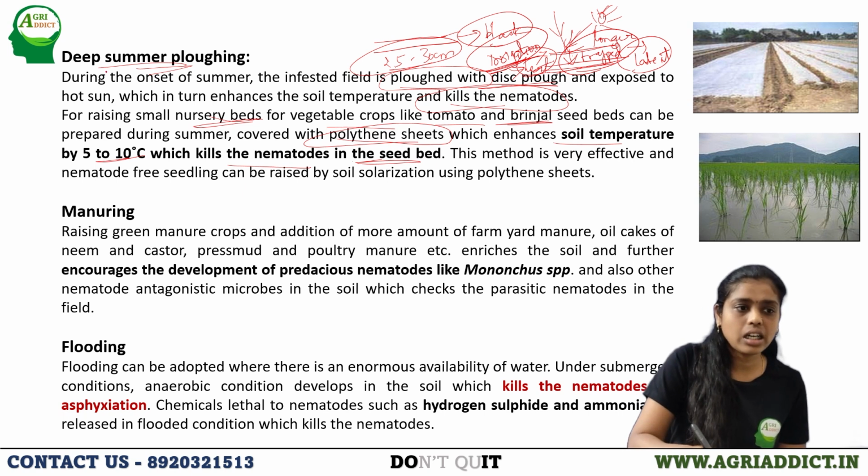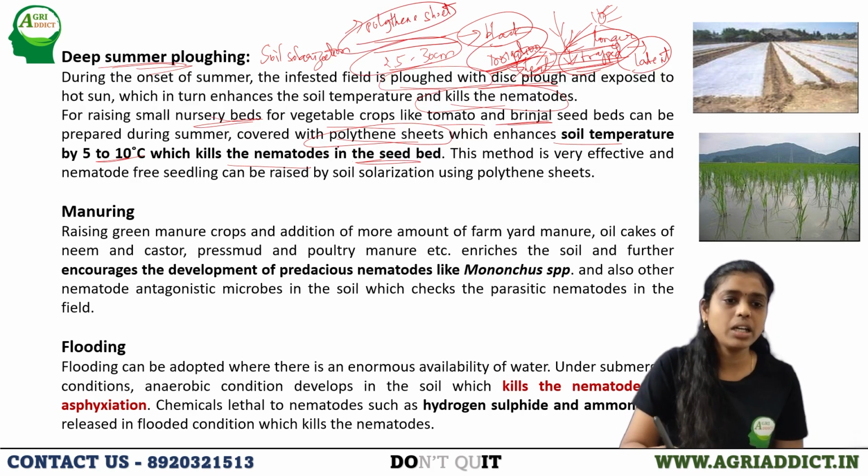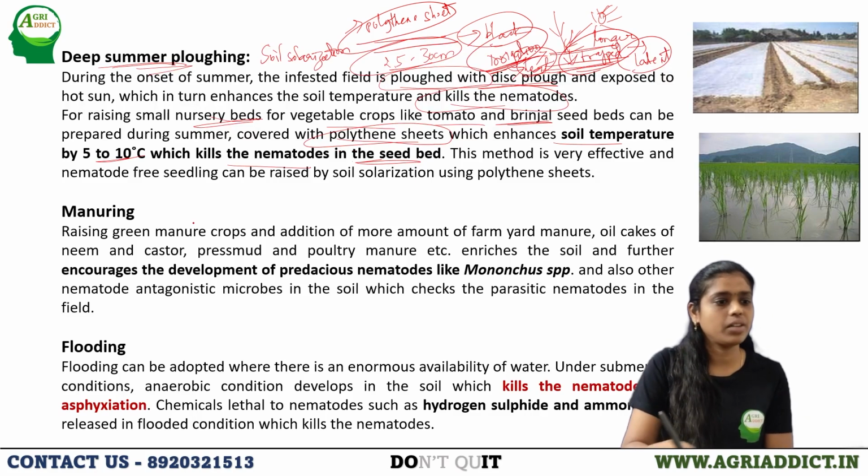So by using deep summer plowing and also the concept of soil solarization along with the use of polythene sheet, we will thus reduce the nematode population very effectively.